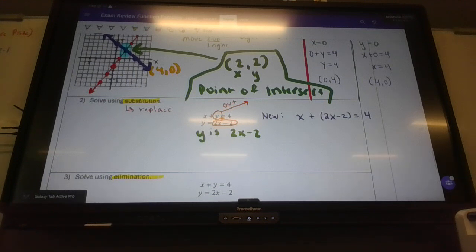So there's nothing in front of the parentheses. That means we don't need to distribute. So this is x plus 2x minus 2 equals 4. And then we can combine like terms.